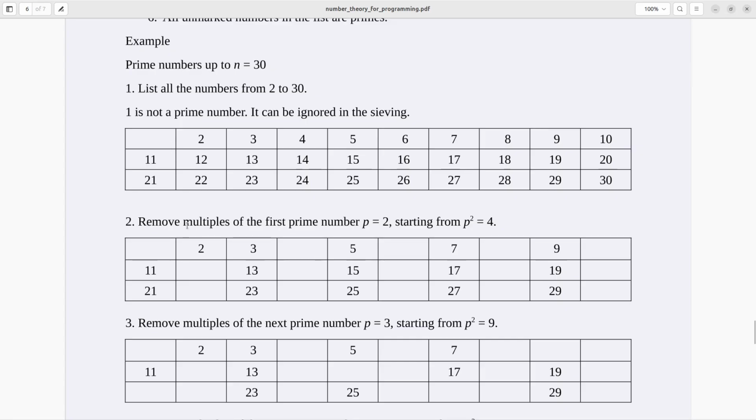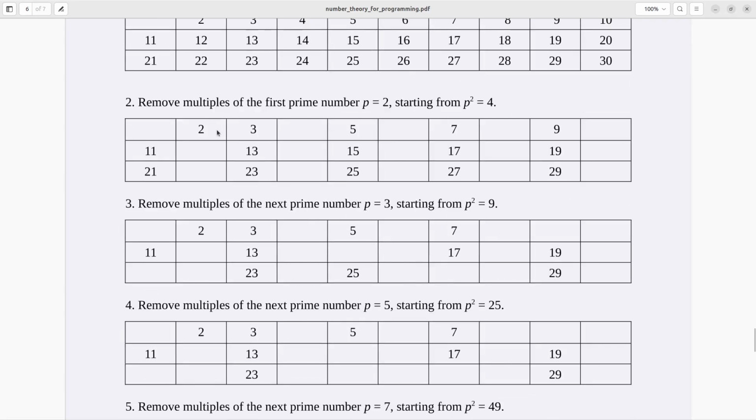And then I want to remove multiples of the first prime number, which is 2. And the starting point is p squared, which is equal to 4. So you can see that 4, and then p squared plus 2 is 6, and then p squared plus 2p is 8, so on and so forth. And I'm able to remove p squared plus other multiples of p.